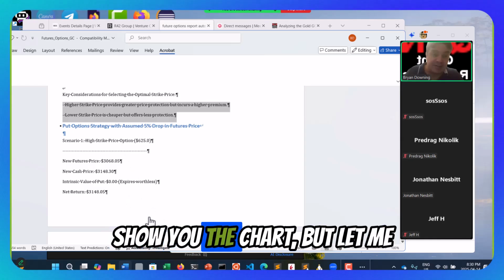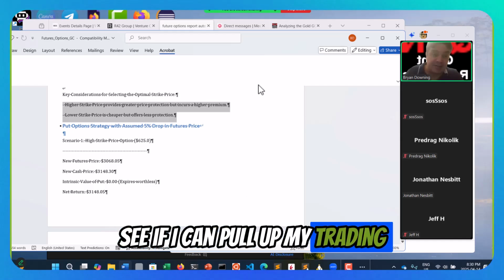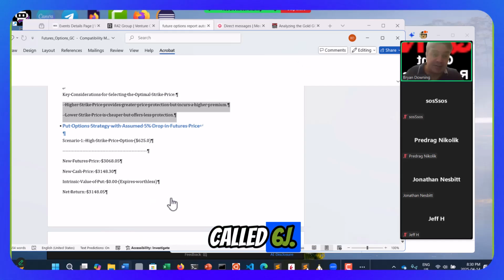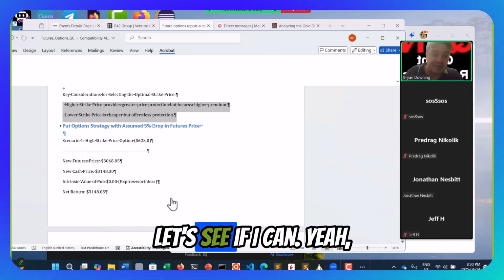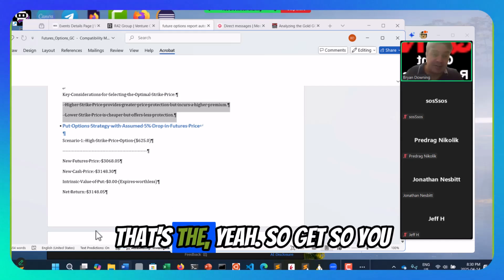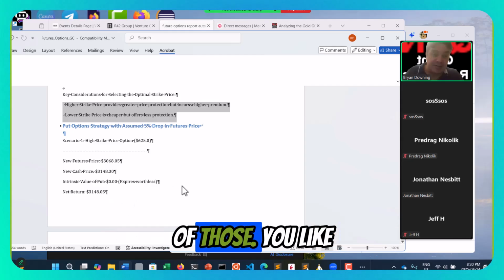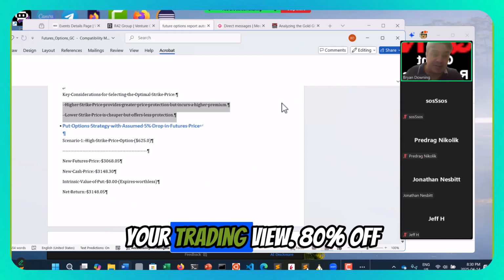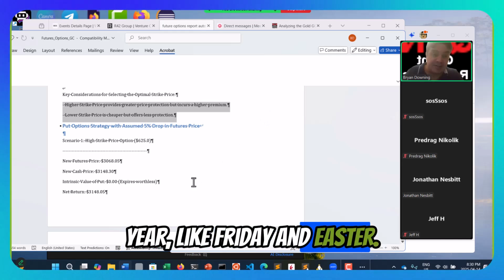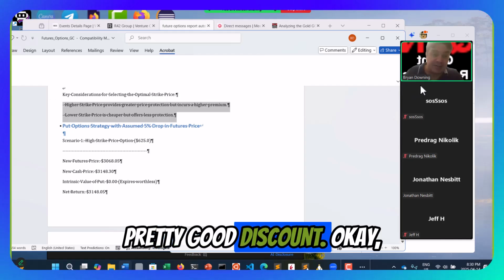I can't show you the chart, but let me see if I can pull up my TradingView. I just found out the symbol is called 6J. Yeah, that's the 6J, the Japanese yen currency, nothing to do with CME. If you like TradingView, it's 80% off right now for Easter. They do it twice a year, Black Friday and Easter, and that's a pretty good discount.